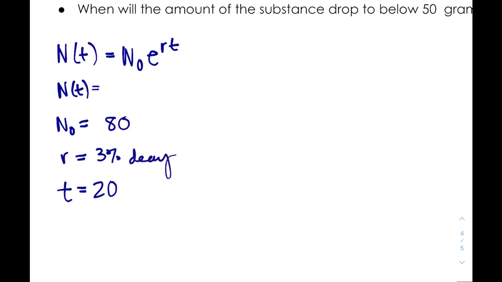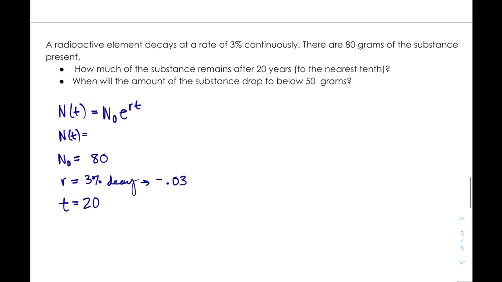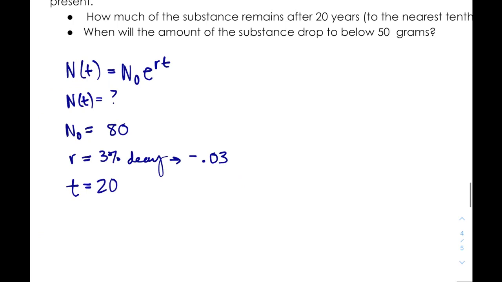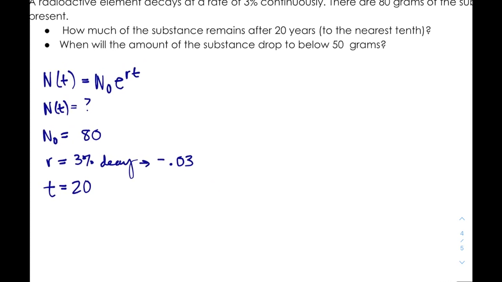So what we have to be careful with here is whenever we put it in a formula, we put it in as a decimal, but also since this is a decay, the rate is negative. So I have to make it negative 0.03. Okay, this is what I'm looking for. I'm looking for the amount I have after 20 years. So let's plug everything in.